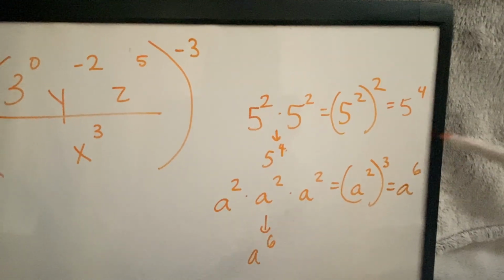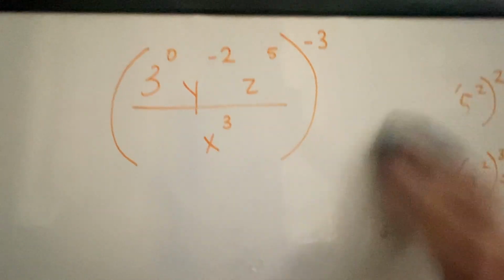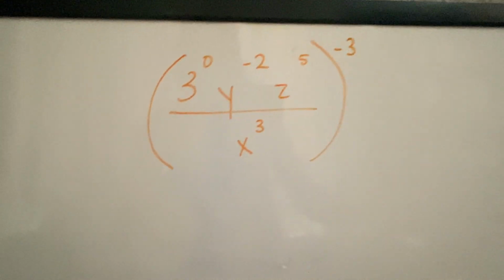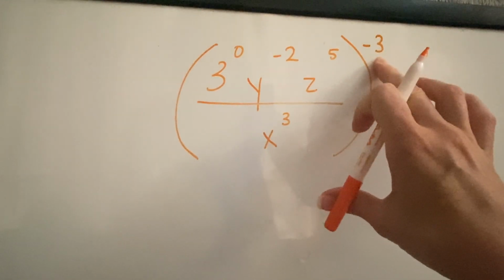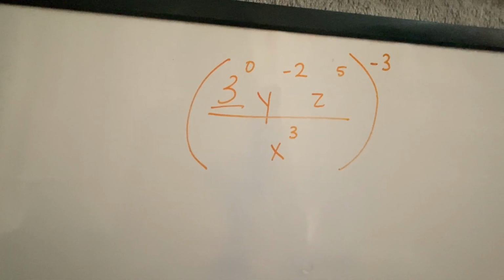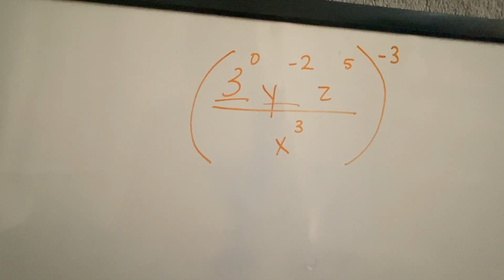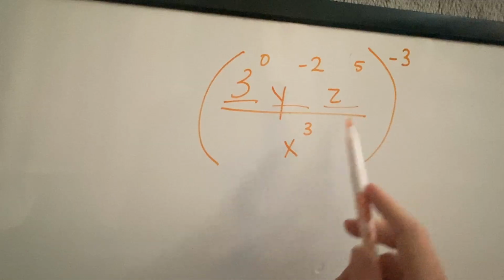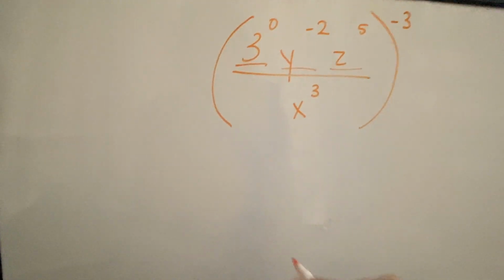Now we're going to use that information to answer questions like this. So let me erase the things that we had over here and look at this problem that we have. Okay, so what you're going to do when you have this is this term, 3 to the 0 power, is going to get raised to the negative 3. This term, y to the negative 2, is going to get raised to the negative 3. Z to the 5th is going to get raised to the negative 3. And then you're going to put that all over x cubed raised to the negative 3 power. So let me kind of show you how that works.